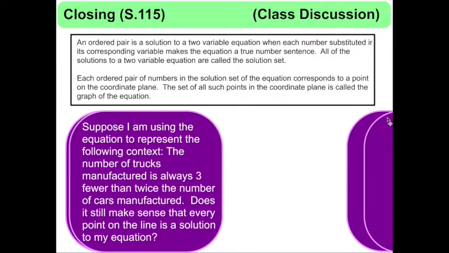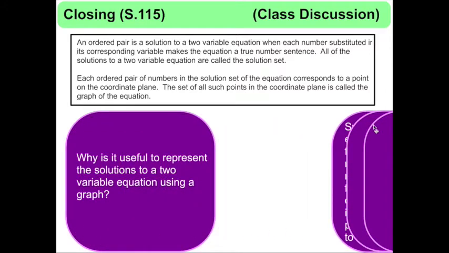Then it says in this one, suppose I am using the equation to represent the following context. The number of trucks manufactured is always fewer than twice the number of cars manufactured. Does it make sense that every single point on the line is a solution? And so again, here the answer would be no, because we can't build a half a truck or a three-quarter truck and sell that truck. That truck will still be considered in production.